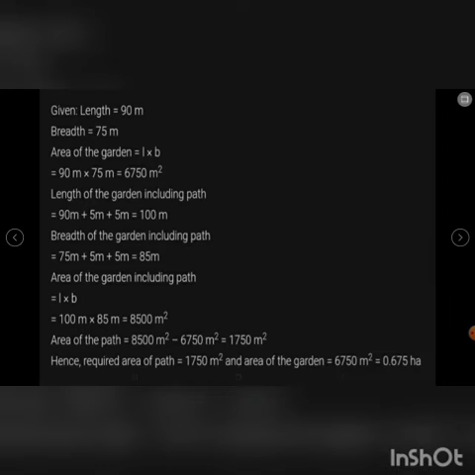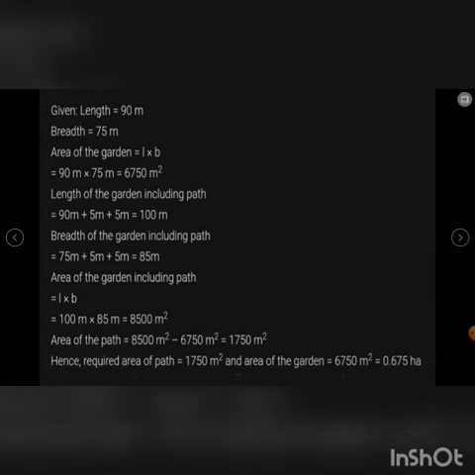So including the path we got length and breadth. So area of the garden including path will be what? Same, the L into B itself, that is 100 into 85 meter. You understood how you are getting that 185? That means the width of the path from both the sides we are adding, not only one side, from both the sides. That is 100 meter into 85 meter, you are getting 8500 meter square.